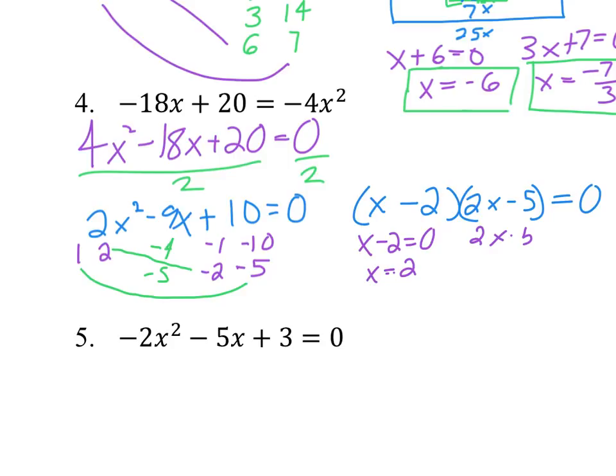2x minus 5, I can actually show you how this works this time. If we add the 5 to both sides and then divide by 2, we get x equals 5/2. So those are the two solutions to that quadratic equation that we come up with.